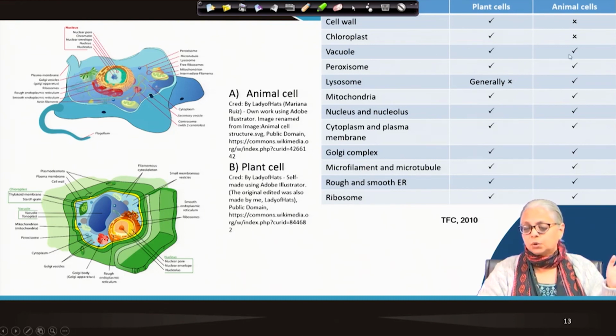All the other organelles are common to both types of cells. So both plant cells and animal cells have vacuoles, they have peroxisomes, lysosomes in some cases of plant cells. Mitochondria are common to both, nucleus and nucleolus are common to both, cytoplasm and the plasma membrane are common to both, Golgi complex, microfilament, microtubule, rough and smooth endoplasmic reticulum, ribosomes, all of these organelles are common to both animal as well as plant cells.